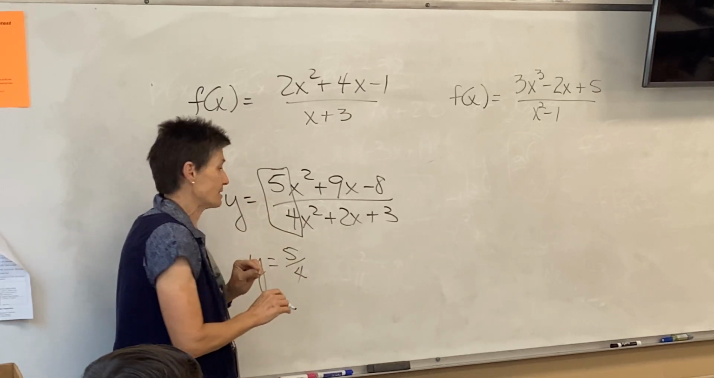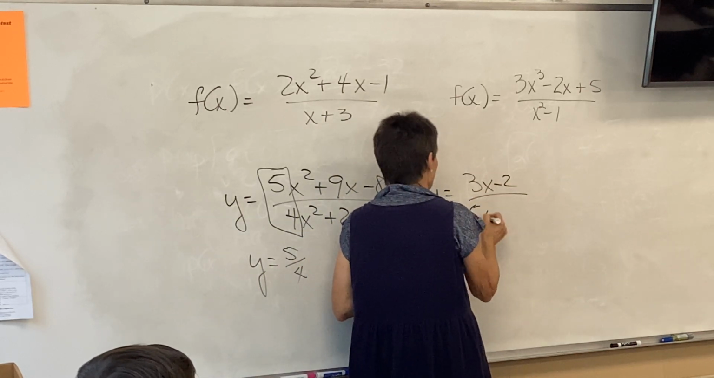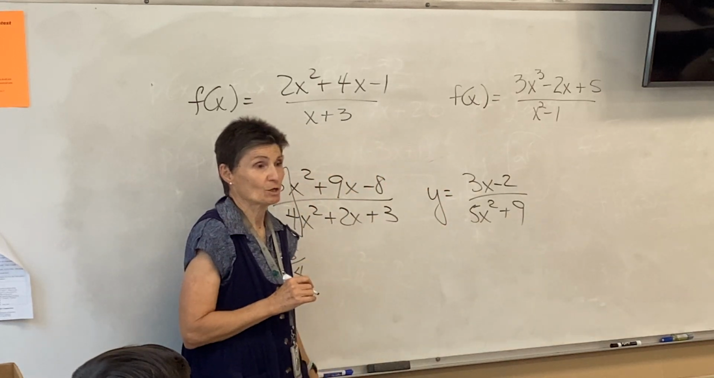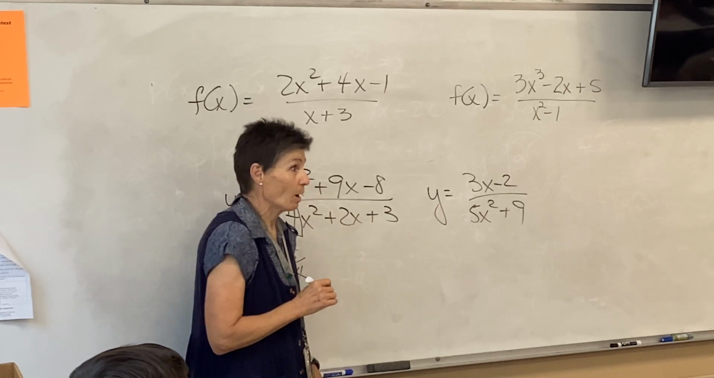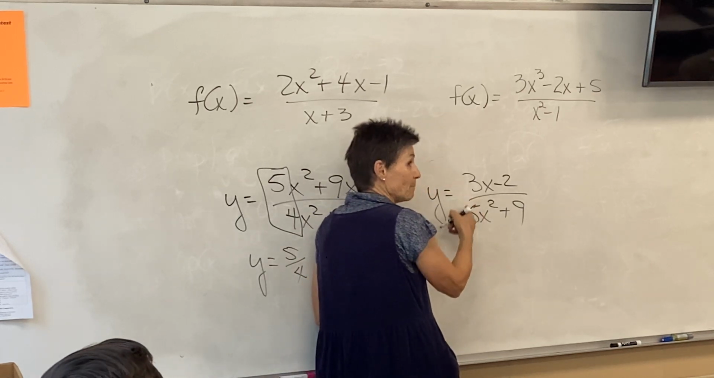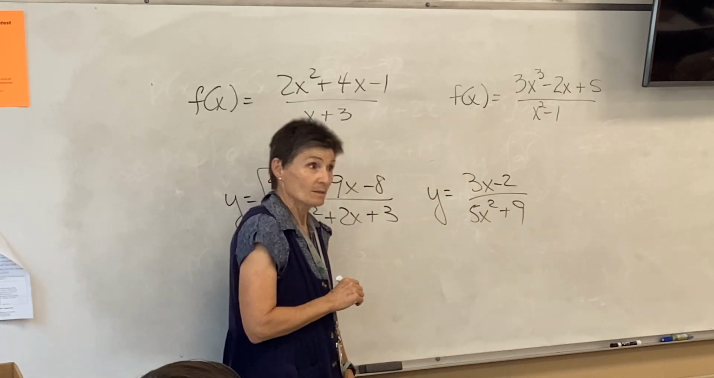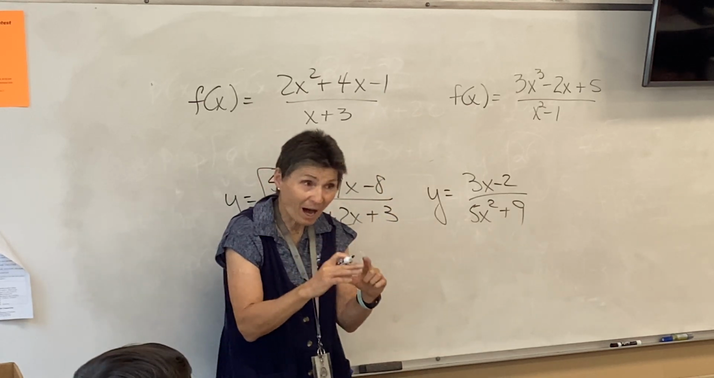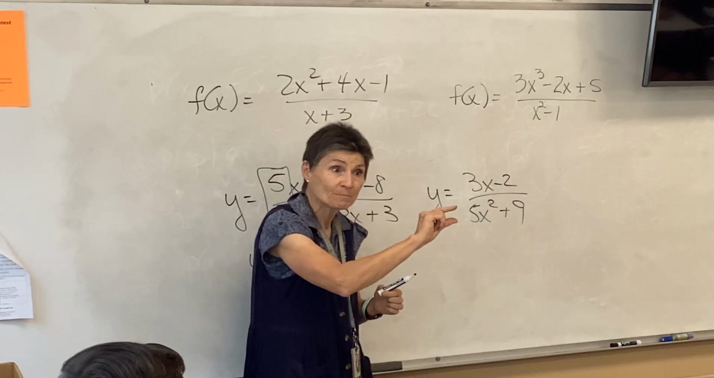The next easiest situation is when you have something like this, 3x minus 2 over 5x squared plus 9. What is that end behavior asymptote? What is happening with that function? It's going to 0. Think about it. They're both getting big. As x approaches infinity, they're both getting big, but which one's getting bigger faster? The bottom. And when you have a fraction that is growing faster on the bottom, that means the denominator is getting bigger, then the fraction itself is getting smaller.